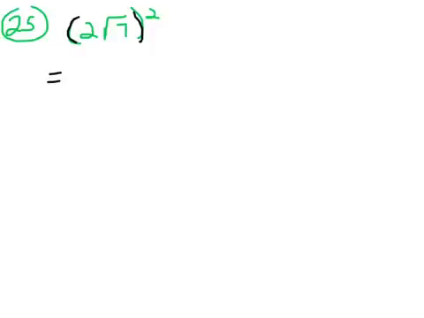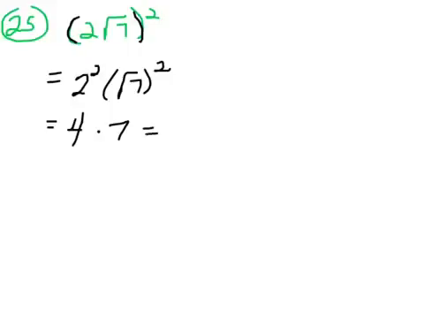So what this is equivalent to is saying 2 squared times square root of 7 squared. Well, what's 2 squared? It's 4. What's the square root of 7 squared? I have 2 copies of a square root, so that means it's just 7. Or you could think of it this way. 7 times 7 is 49, and the square root of 49 is 7. So this is just 4 times 7 is 28.